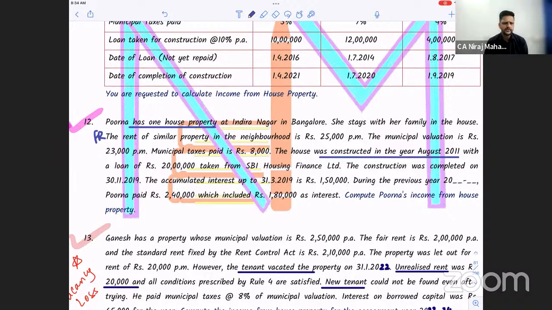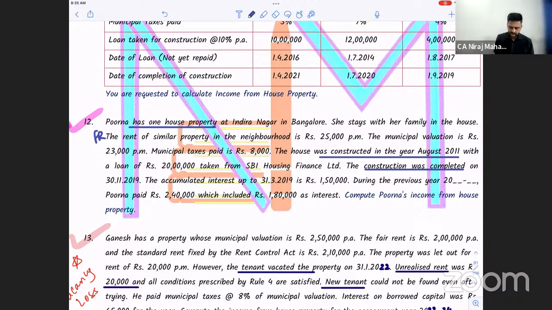That means, Bacho, tell me, house property, this head of income itself is applicable from 11-12 financial year, because house property was constructed in August 11. Clear till here? Okay. With loan taken as 20 lakhs from SBI.